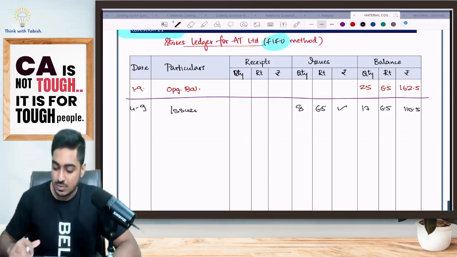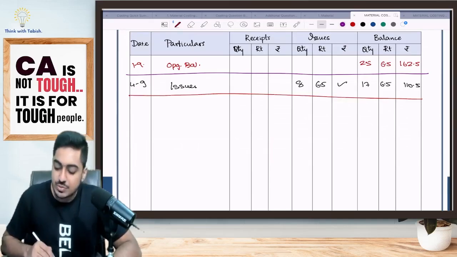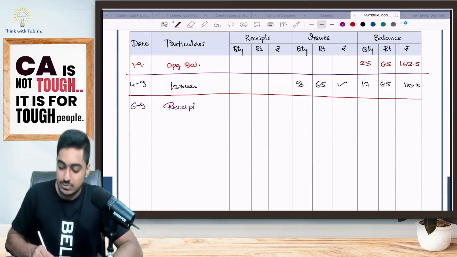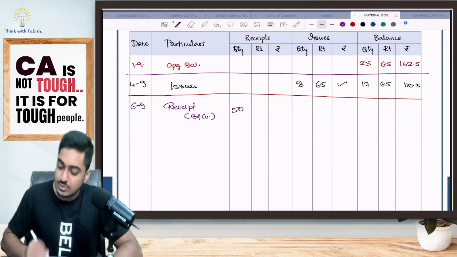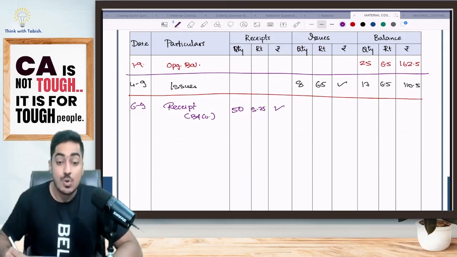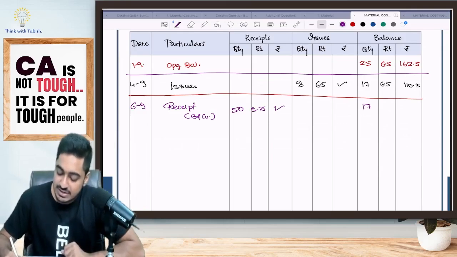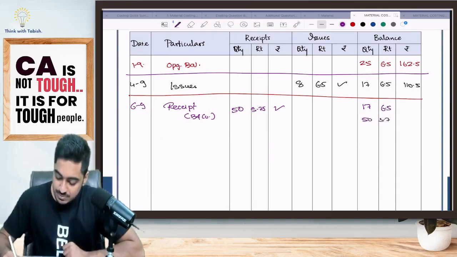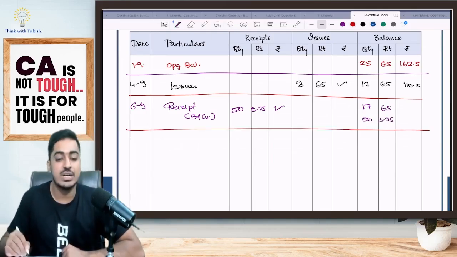Perfect. After that, what happened, sir? After that came the next date, 6th of September. What happened on 6th of September? We received goods from BN company. How much quantity? 50 units. At what rate? 5.75. If I multiply, I'll get the value. That means what all goods I'm having? I am following FIFO, so individually I'll have to write. Firstly, I have 17 units purchased at 6.5. After that, fresh 50 units are there, purchased at 5.75. Is this clear, everyone? Yes, sir. Till now, it is clear.